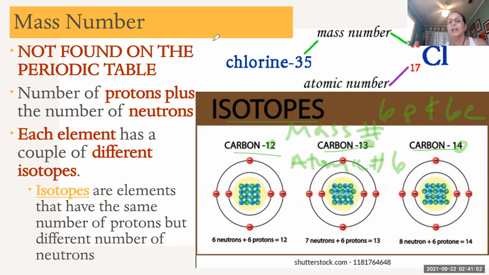So the only thing that changes here, if you notice, is the number of neutrons. In carbon 12, that 12 is 6 plus 6. So there's 6 neutrons, 6 protons. In carbon 13, 7 neutrons, 6 protons. Carbon 14, 8 neutrons and 6 protons.